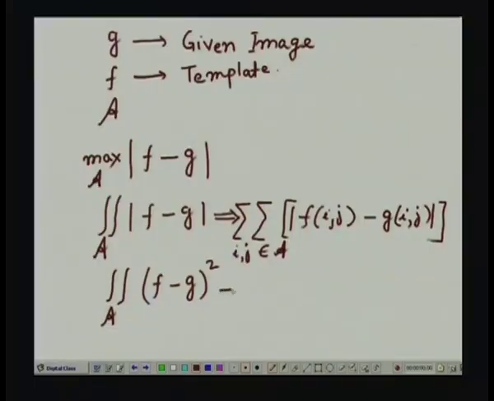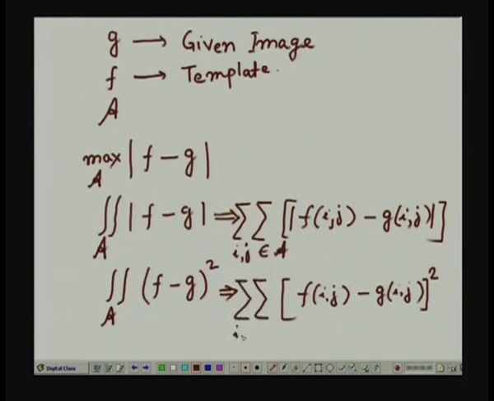And if I convert this expression again into the digital form, this becomes F i j minus G i j, square of this, and take the double summation for all i j belonging to that region A. So, this is nothing but the sum of the difference squares.